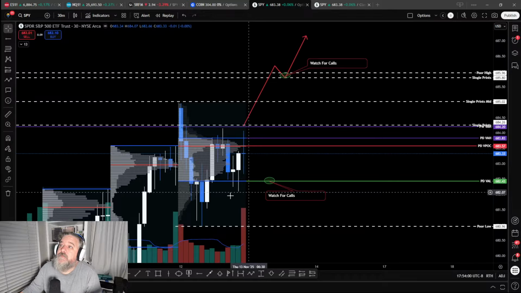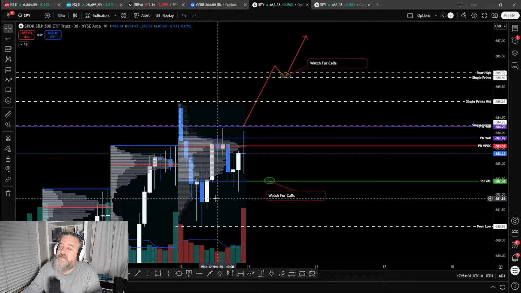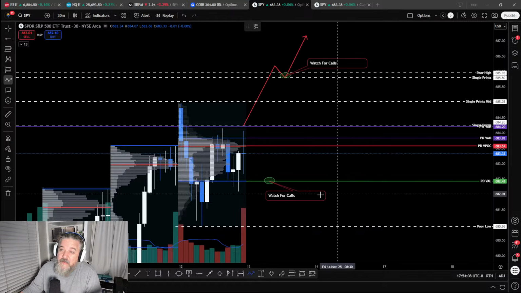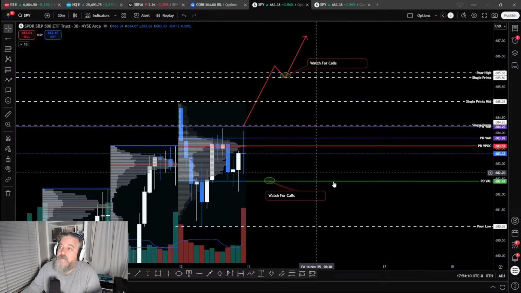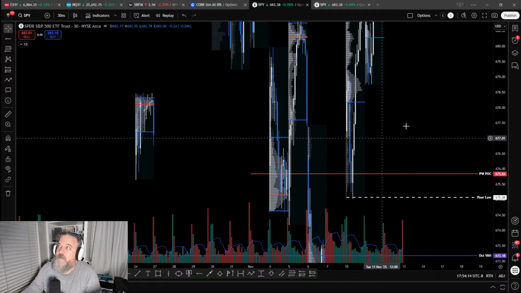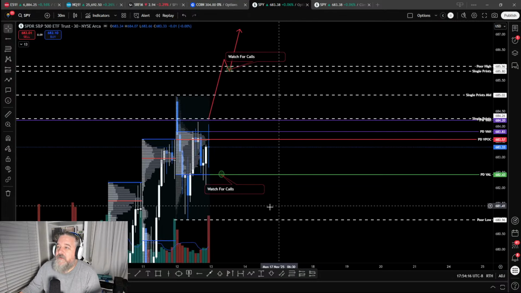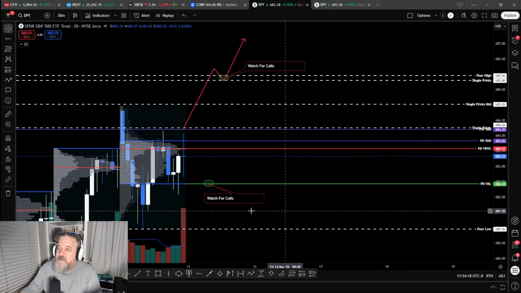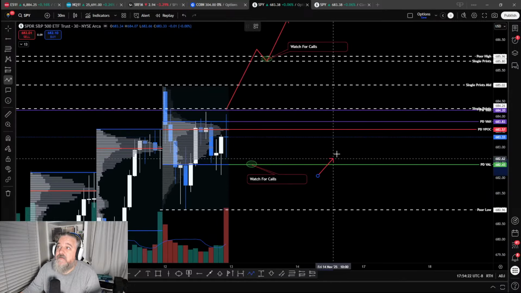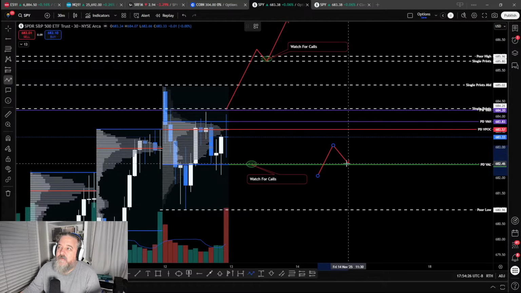But that doesn't always work out. I guess there's no way to ever get in the bottom because the bottom is way down here somewhere, right? Like if we keep going down. But I guess get in on pullbacks is what I'm ultimately saying. So the way that I do that is I wait for them to break through a level, come back and retest, and I like to get in on the retest.